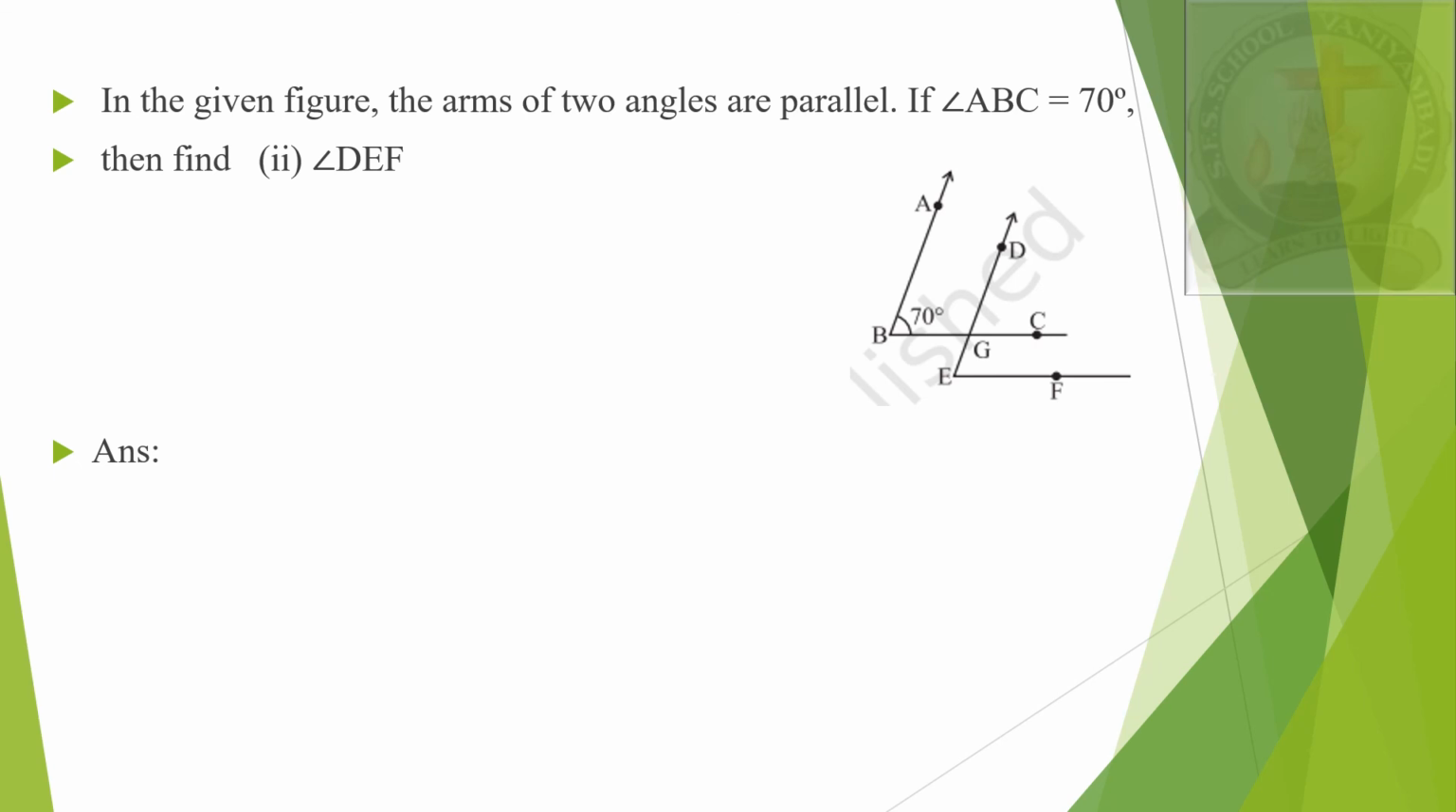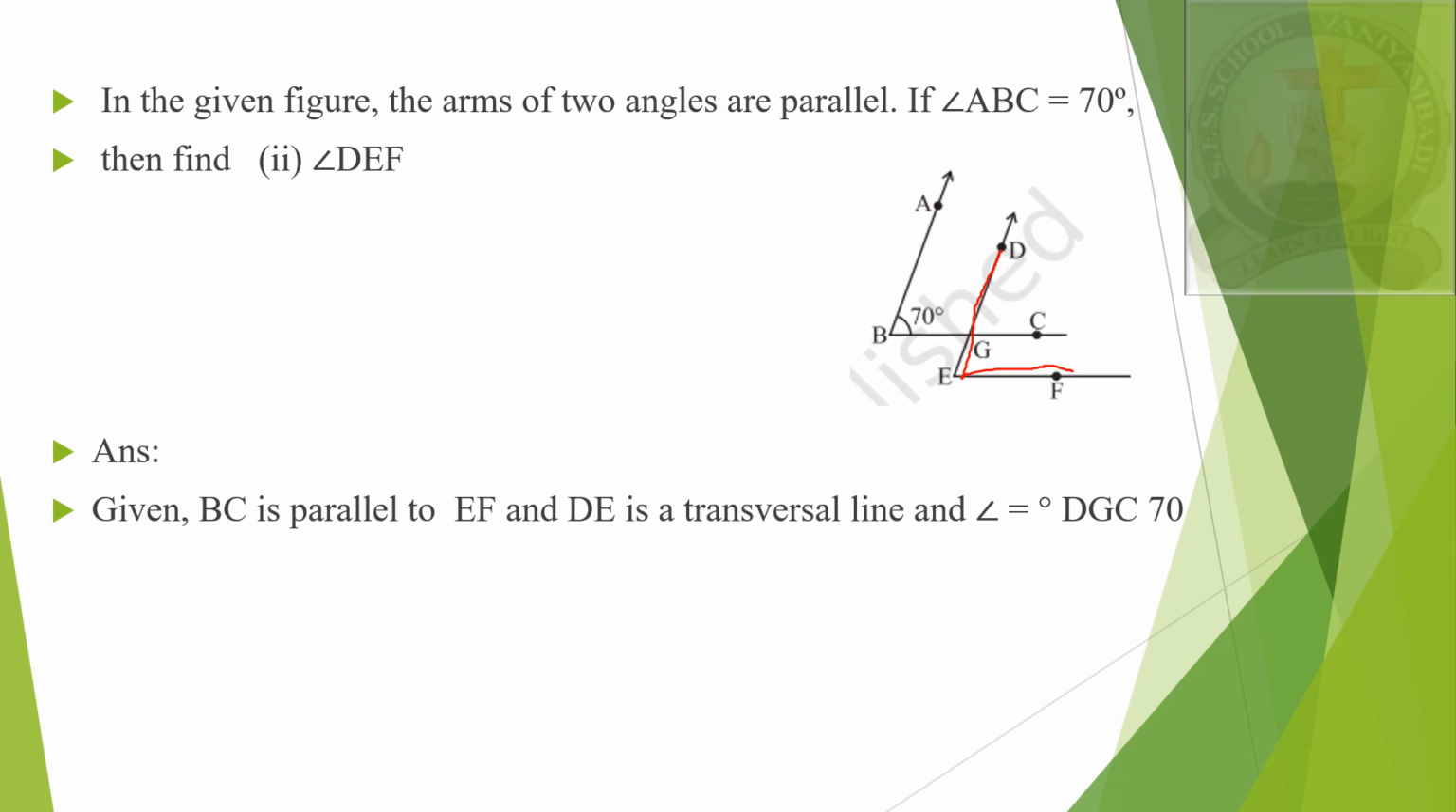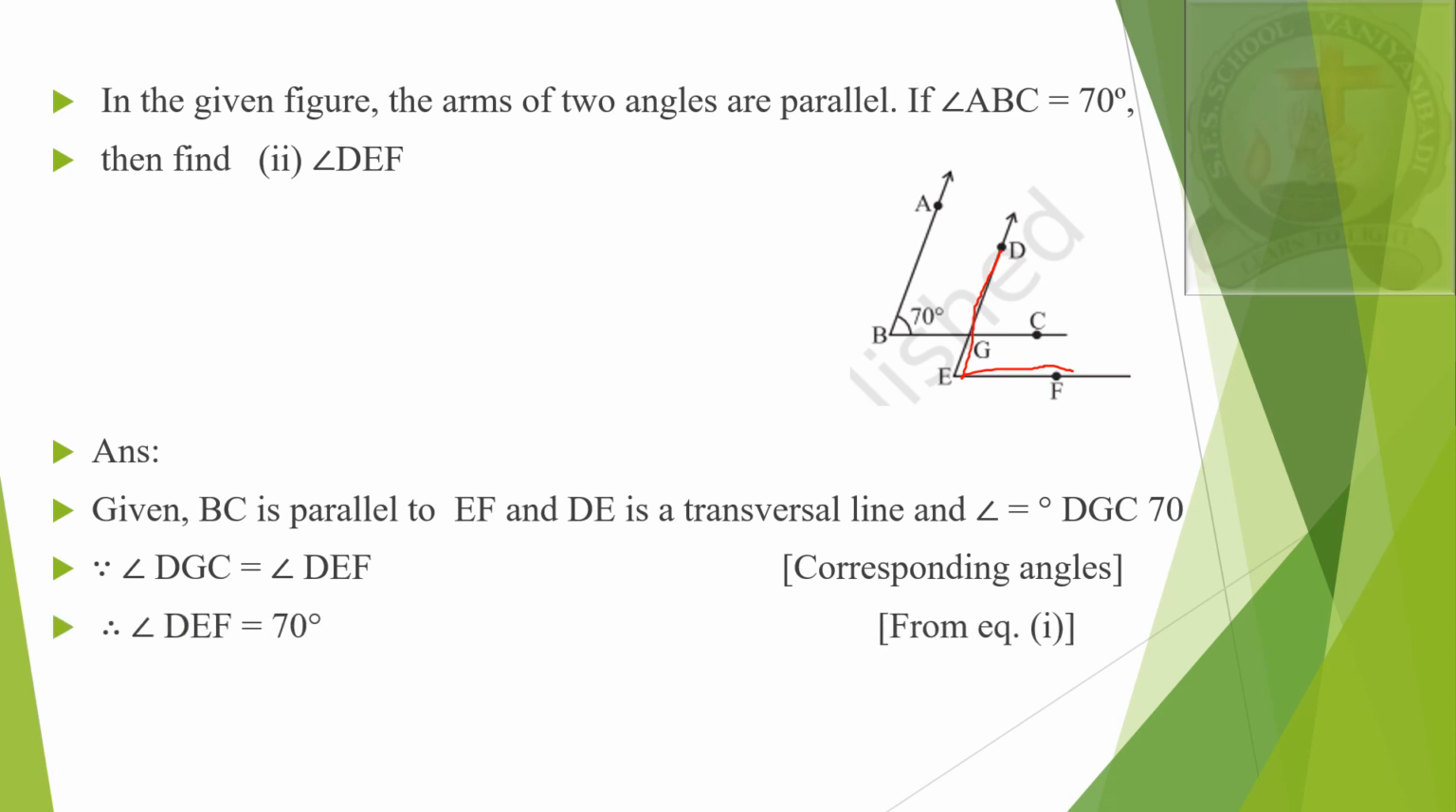And the answer for DEF, so DEF is nothing but this angle. So what is given here? BC is parallel to EF and D is a transversal line. Then angle DGC is 70 degrees, and angle DGC and angle DEF are corresponding angles, so they both are equal in measure.